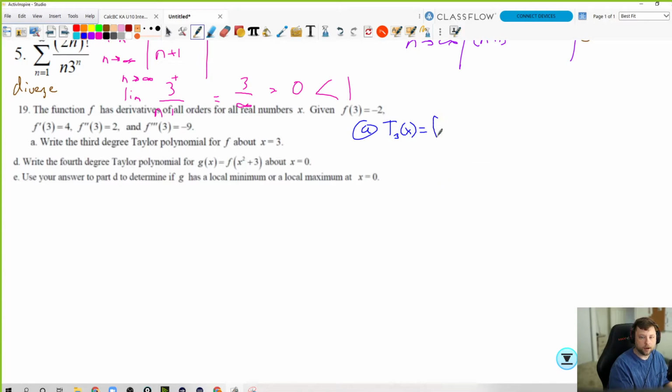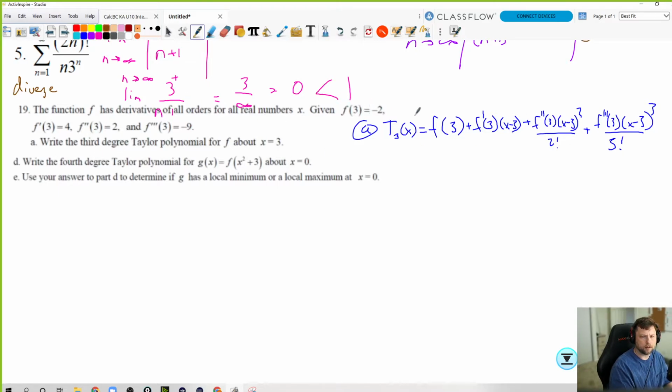So I'm writing f, and I'm centered at 3. So f of 3 plus f prime of 3 times x minus 3 plus f double prime of 3 times x minus 3 squared over 2 factorial plus f triple prime of 3 times x minus 3 cubed over 3 factorial. I would write that out first. Sometimes you just get points on the AP test for having that too.